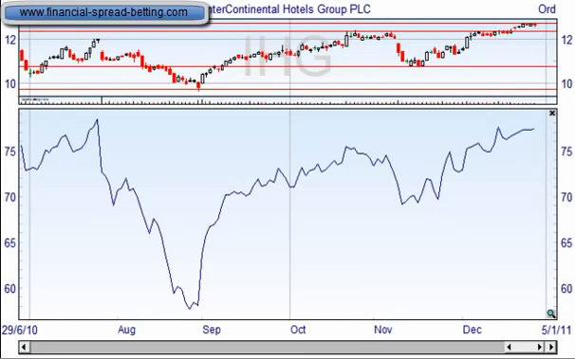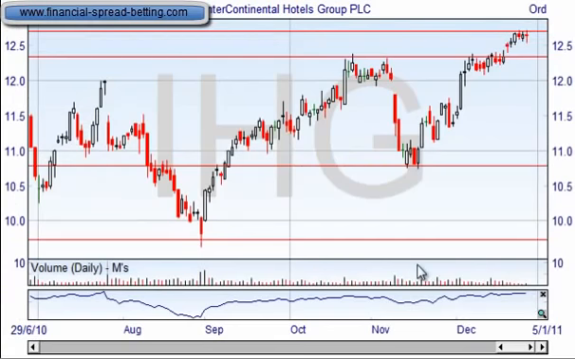Essentially what the accumulation and distribution indicator does is show a relationship between the share price and the actual trading volume, the one which we have here. So it's showing you a calculation based on these two things here.